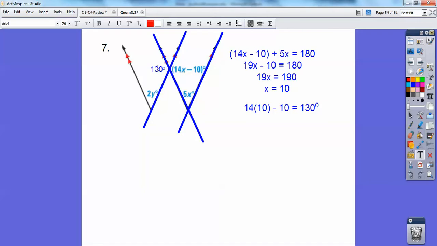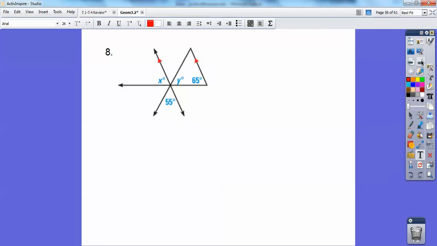And I'm going to use this 130 to get the angle with that 2y. Look, these are now consecutive interior angles, the 2y plus 130. So that's what this is right here. So subtract 130, you get 50, and then 2 goes into 50 25 times. Okay, let's see, I think this is the last one.